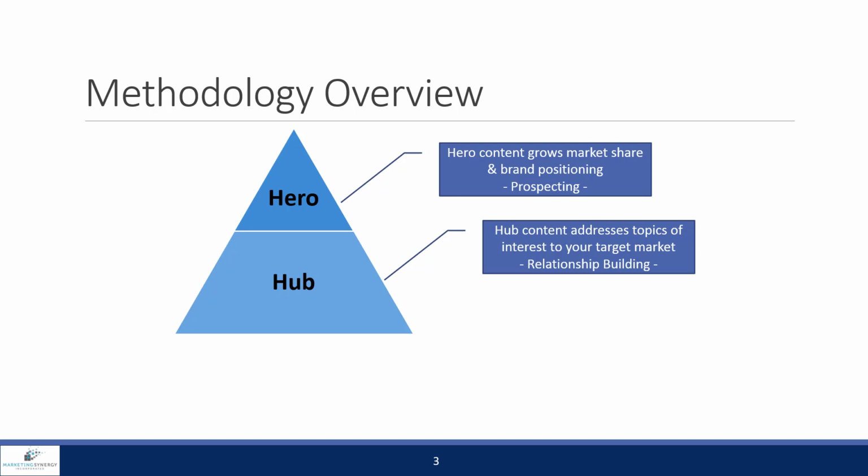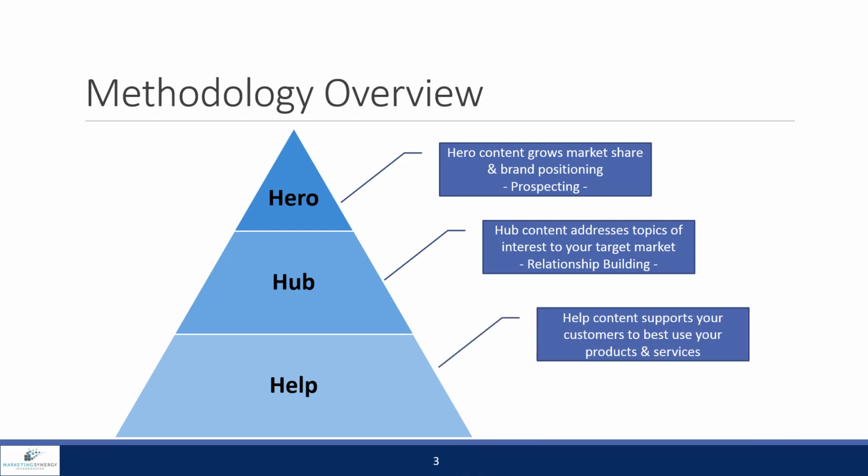Does that mean you have to do it every week? No. But the key is you'll at least have the identification of what's important to your target market. What are they talking about and what are they concerned with, so that you can use that to build hub content when it's appropriate. And finally, we will put together help content. Help content is designed to help your customers best use your products and services. And the students will mix these three together along with a couple of other things to build a 52-week program for your organization.